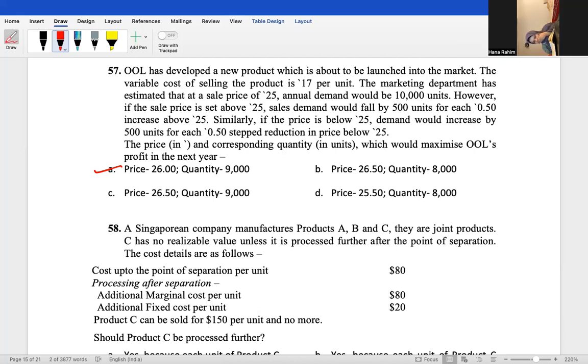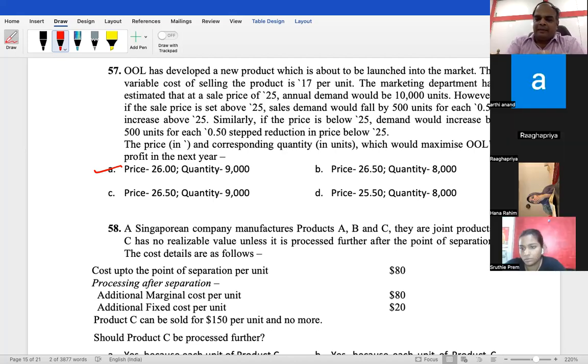So for this type of question, we can take the price given in the chart, in the options itself, and see which price matches and which gives the maximum profit. Okay, Shruti.